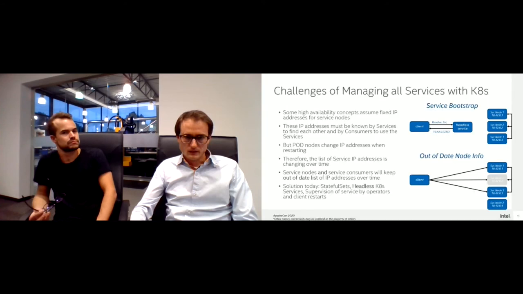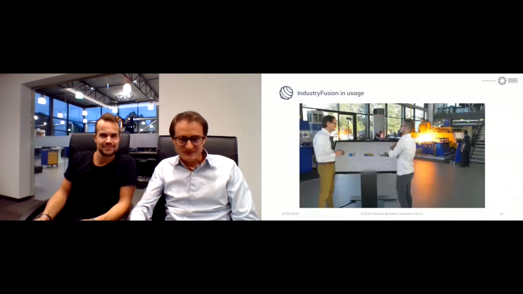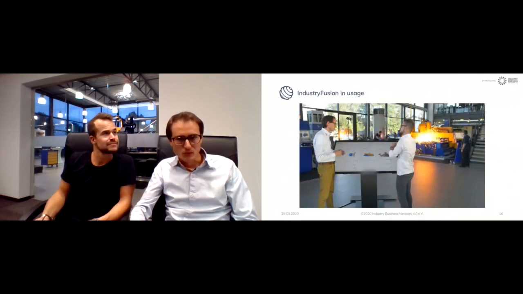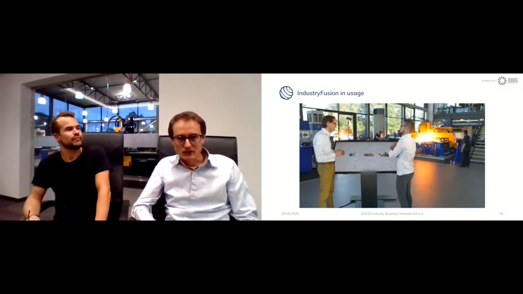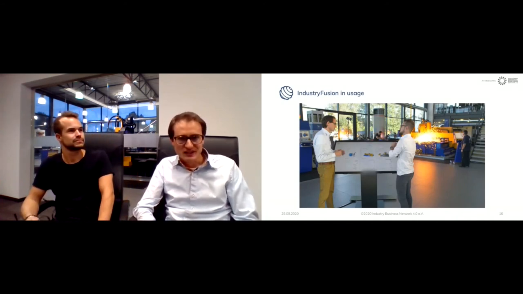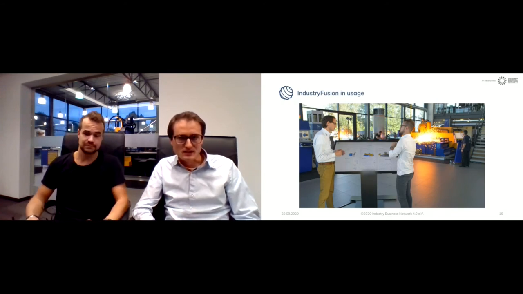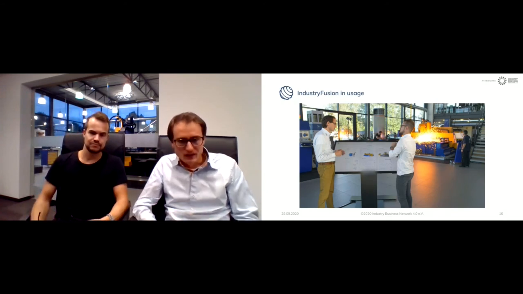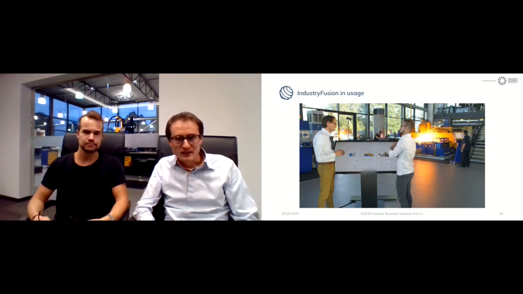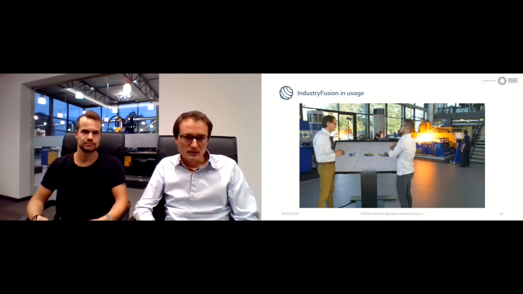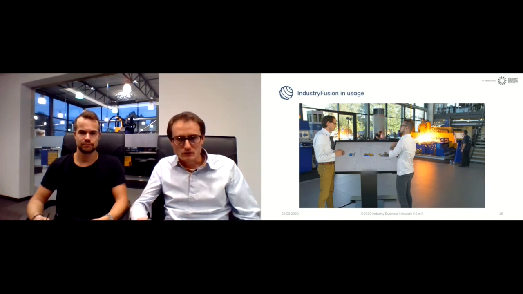Just one here, only 5 minutes to go. So we just want to give a few more pictures here on IndustryFusion in usage. You see here already in the background our machine, which is cutting real metal, and that is something I want to emphasize once more: of course, with all the data flowing and running up there, at the end there is always also a real process behind it. Real machines, real sensors, which of course also have their specific issues and which have to be taken into account in such a solution.